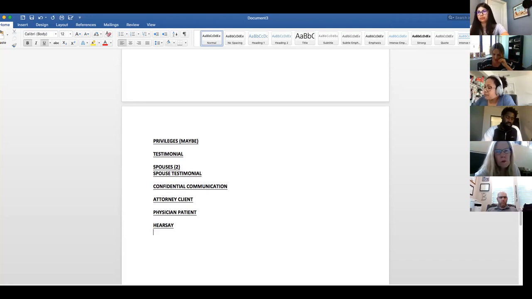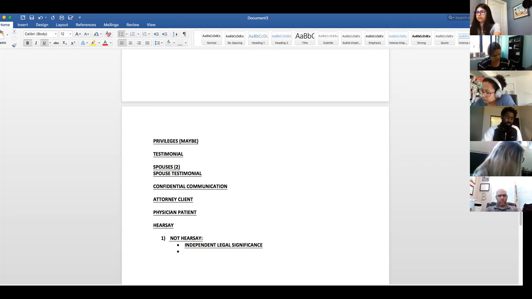All right, so we have, let's see, how do I want to do this? Okay, 1, not hearsay. Two items that are not hearsay. What are they? Independent legal significance. Based on what the evidence allegedly proves is not hearsay, offered to prove a defendant said the words, not to prove the content or truth of the words. Okay, just that the defendant said those words.